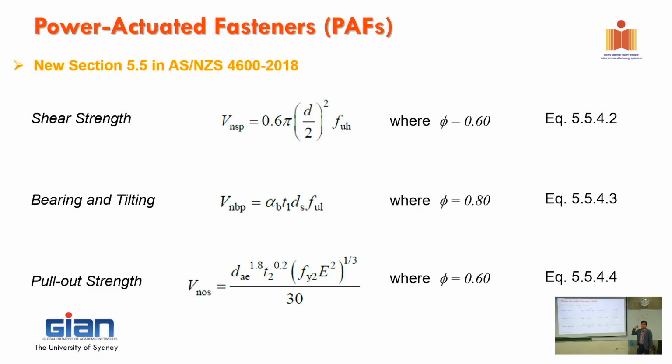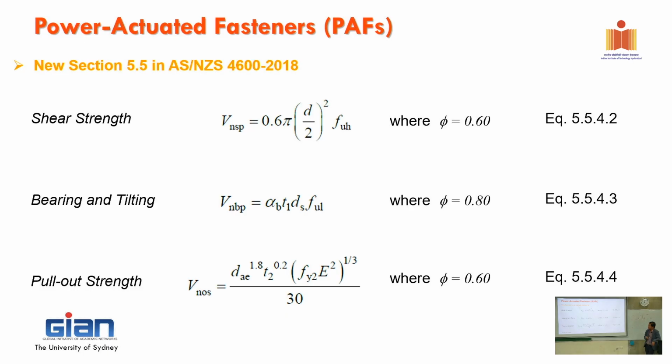As I mentioned, there's a lot of things happening in the plate, and it's not like a screw. So that's why the equation here is very empirical. It's all based on testing. They're calibrated based on the test data. So it's shear strength, bearing, tilting, and pull out. The whole equation is in the latest AS/NZS 4600. It's a brand new one. I'm going to spend a lot of time on it in tomorrow's lecture, and we can decide that.